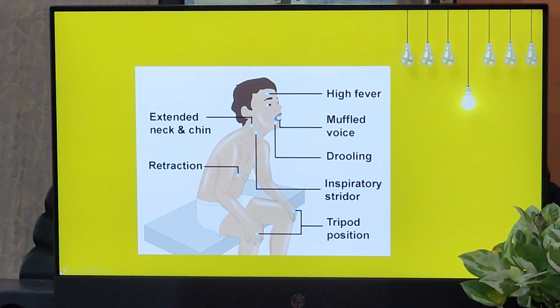And the position of the child will be like this. If you ask the child in the casualty to lie down, he will refuse. The child will be sitting up in the mother's lap, trying to look upwards, the neck extended, and the shoulders leaning forwards, mouth open, breathing through the mouth, tongue protruding out, saliva drooling, because even the saliva he is not able to swallow, because that will result in severe pain.